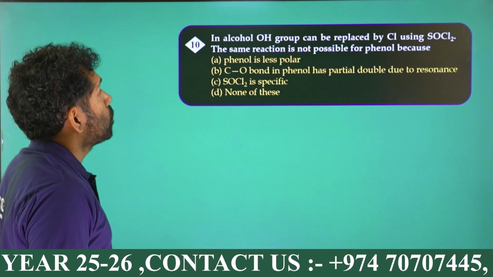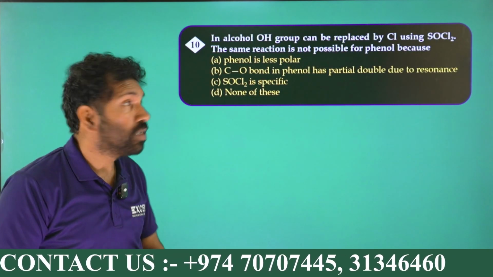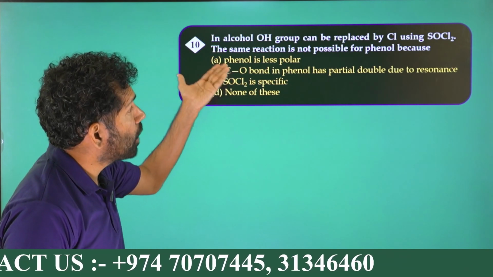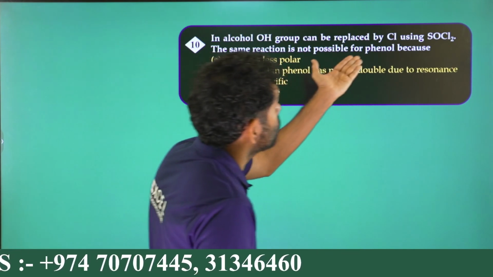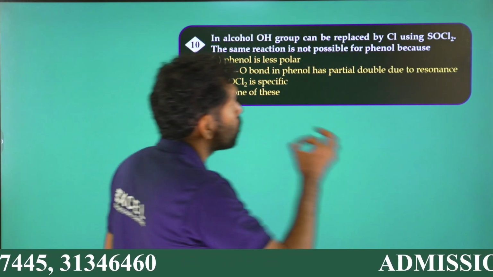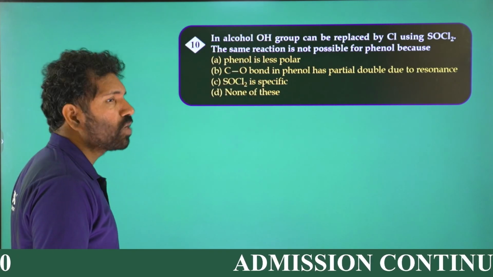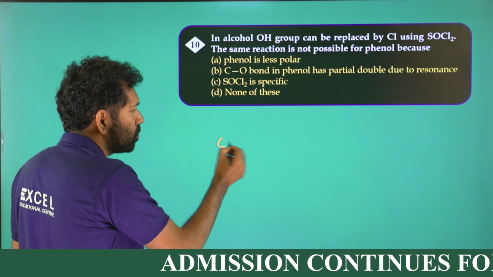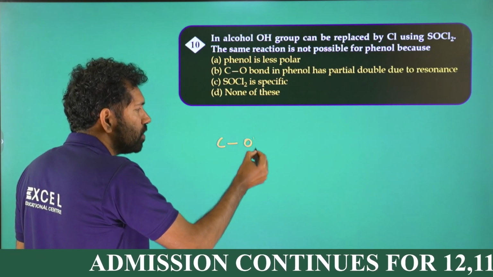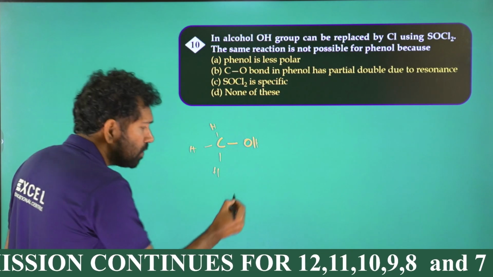So in alcohol, the next one we are talking about, the preparation part. In alcohol, the OH group can be replaced by Cl using SOCl2. The same reaction is not possible for phenol because, see what's the difference between alcohol and phenol? This is an alcohol, okay? CH3OH is an alcohol. This is a phenol.